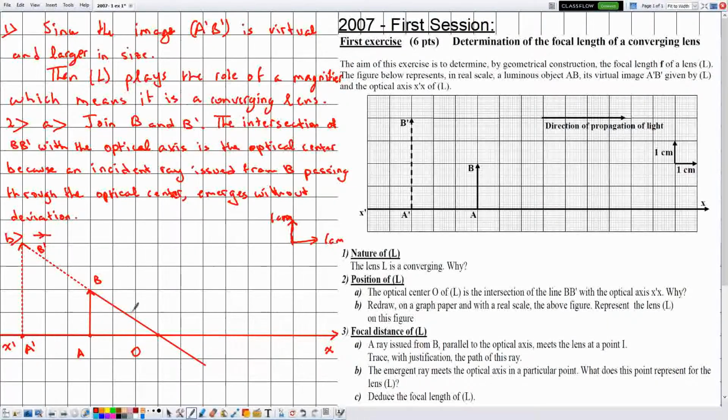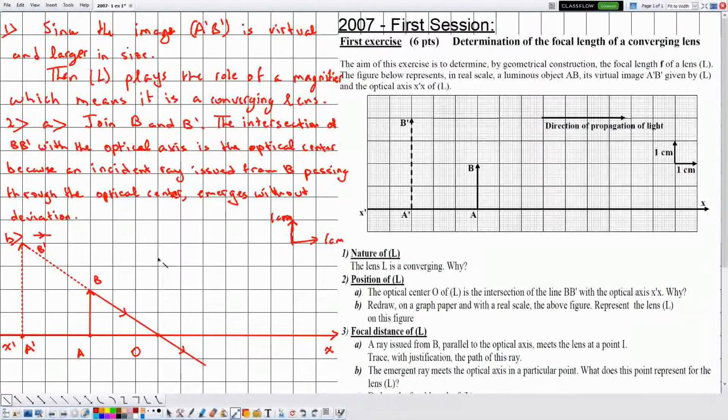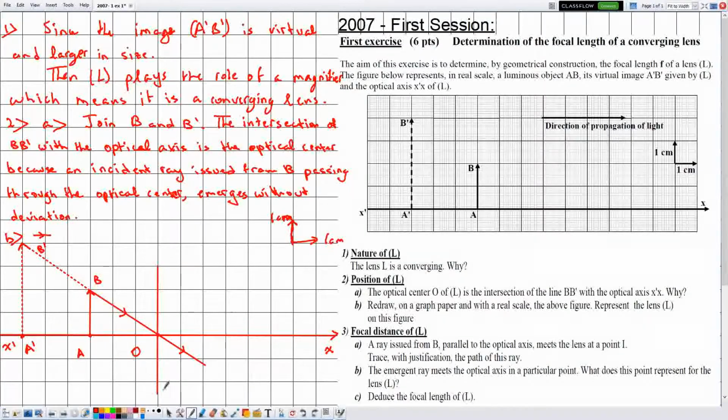And we don't forget arrows on light rays. This is an incident ray and this is an emergent ray. Now we place the lens L perpendicular to the optical axis at the center. This is the lens L. Okay, I hope we didn't forget anything. This is it for part B.